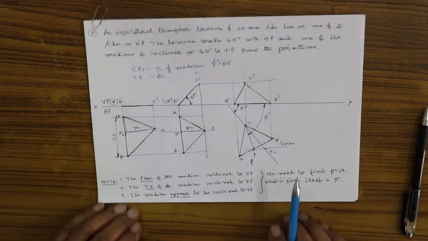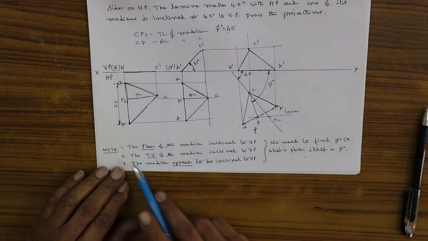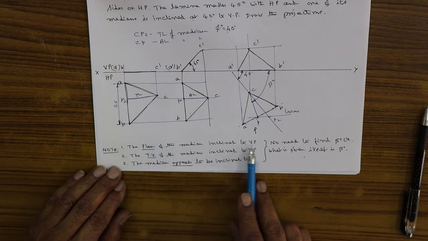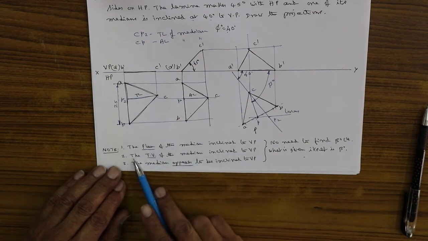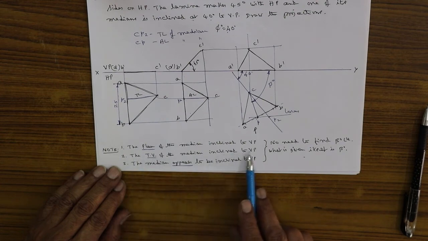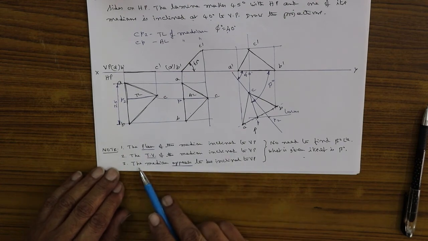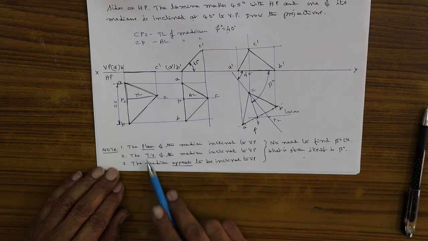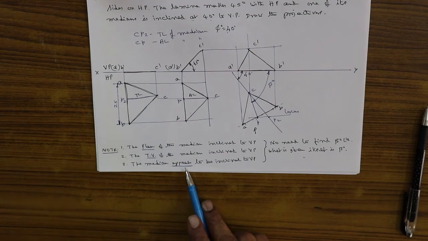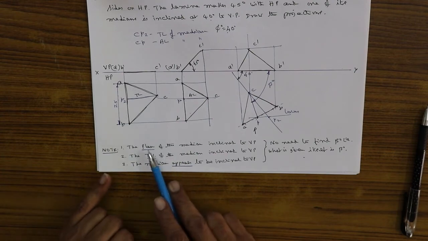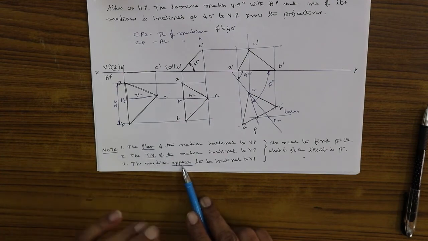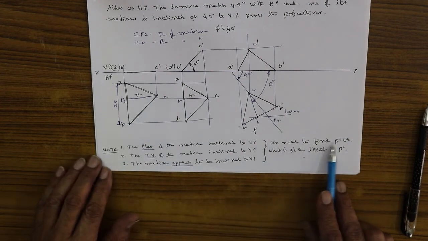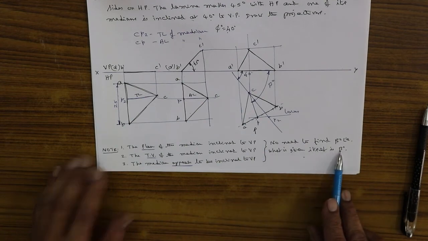Now, I am going to give a small note for you. The first one, the plan of the median is inclined to VP. The second one, the top view of the median is inclined to VP. The third one, the median appears to be inclined to VP. I just made an underline of plan, top view, appears. Whenever you find these sentences in the problem, plan, top view, appears, do not find beta angle. Given angle itself is beta. No need to find beta angle. What is given itself is beta.